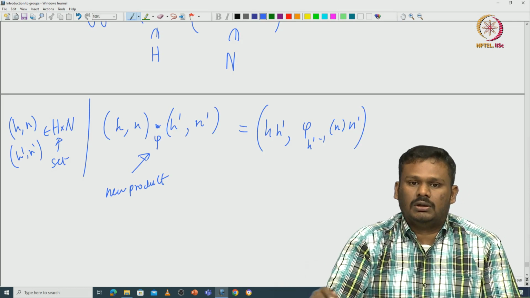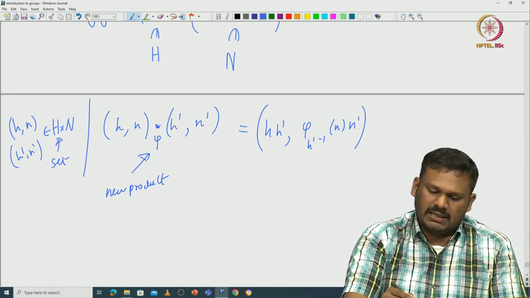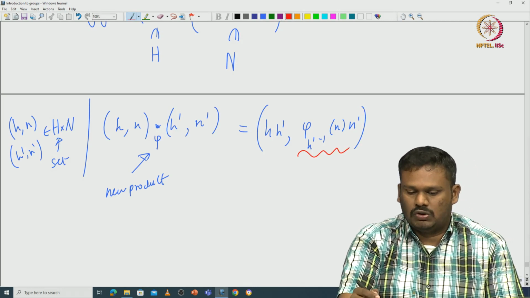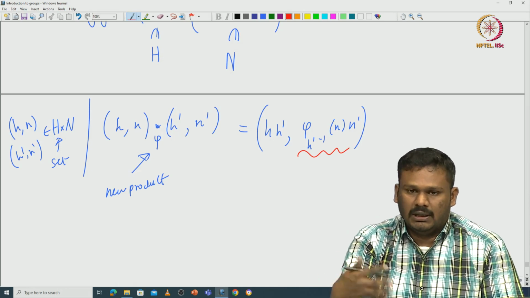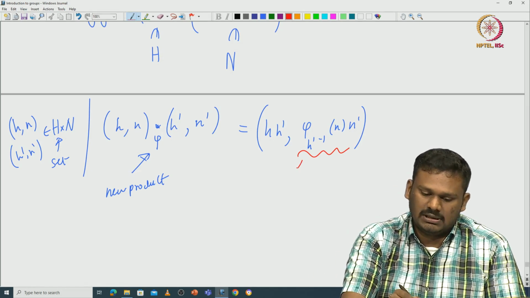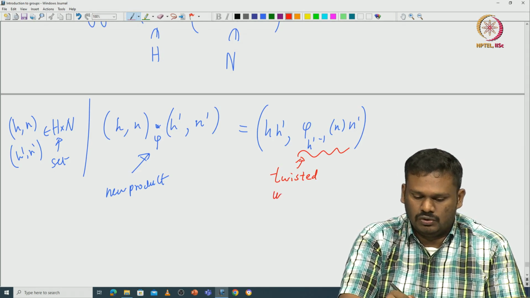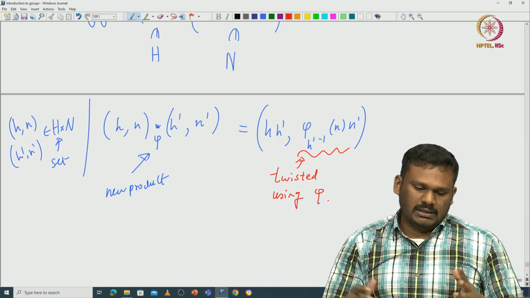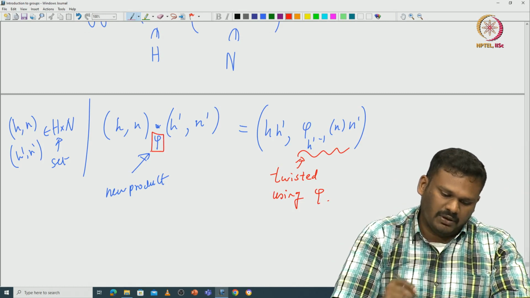So this is your new product. Okay. So this twist is happening in the second component. So this is the twisted product, it is not the usual product. If it is the usual product, then what you get is the direct product. But now you are making a twist. This is the twisted product using this automorphism phi. So that is why you are getting something funny, and this product of course depends upon phi.